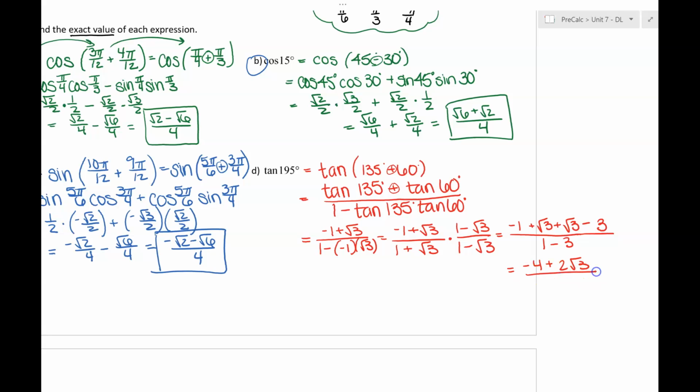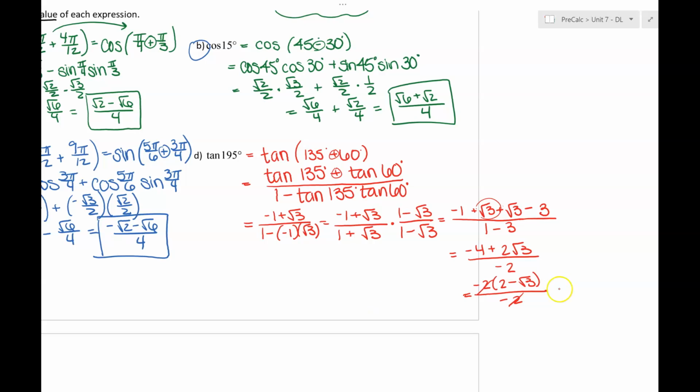Don't forget with radicals, you add what's on the outside only if they are the same radicand. And a negative 2 in the denominator. Well, you can reduce. Yep. So I'm going to pull out a negative 2 out of the numerator. That leaves me with 2 minus rad 3 all over negative 2. Those reduce. This problem is fantastic. And we're left with 2 minus rad 3. That's pretty awesome. Yes!